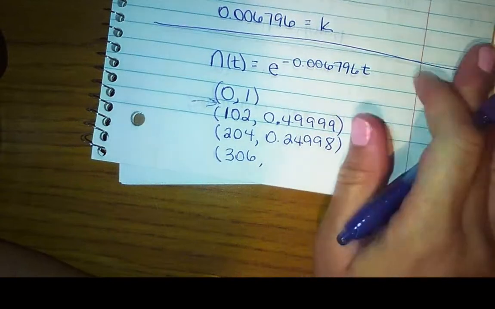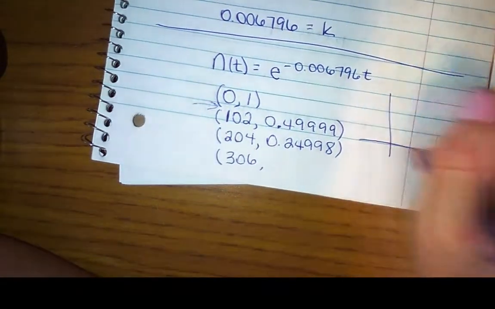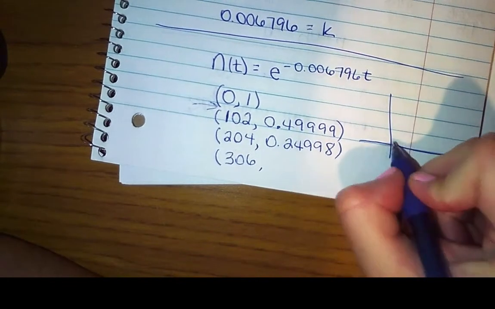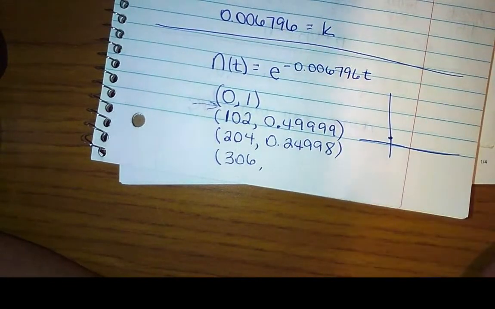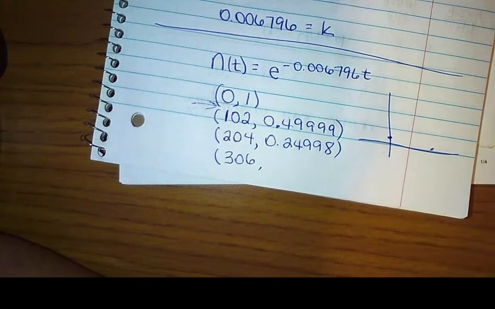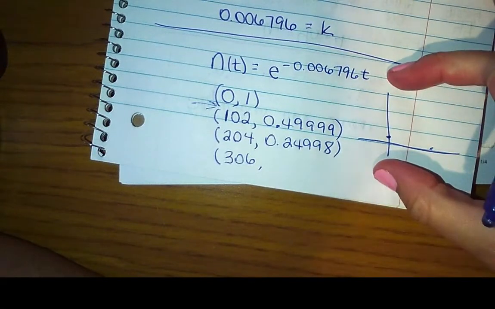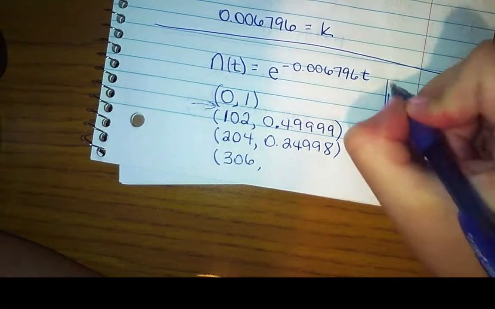I don't care, as long as when you plot them, you can see what's happening. So if I plot 0, 1, at 0, I have a 1. At 102, I have half of that. So you'll notice you need your scale to be pretty huge. You need this 1 to be way up here.